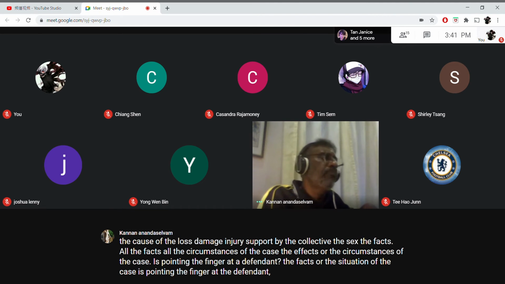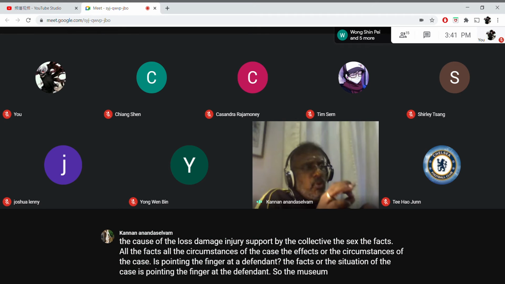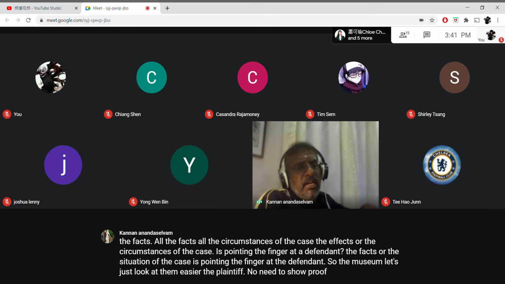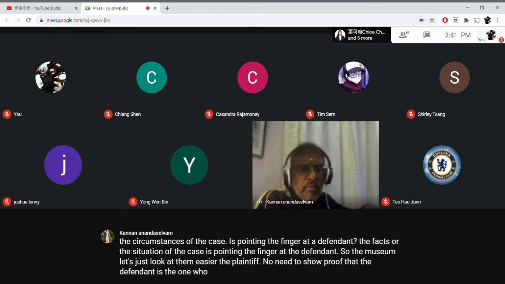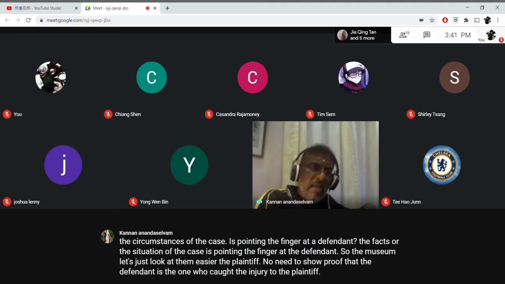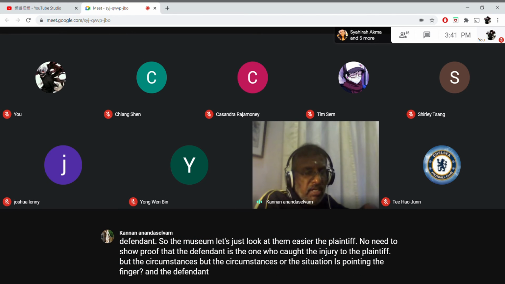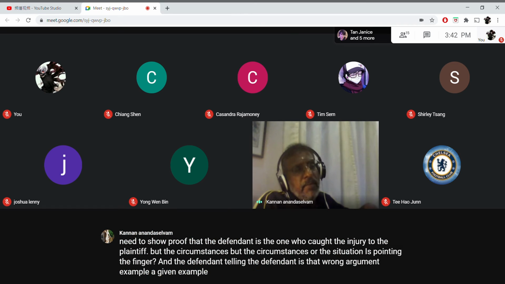So that means the plaintiff has no need to show proof that the defendant is the one who caused the injury. But the circumstances or the situation are pointing the finger at the defendant, telling that the defendant is at wrong. I'll give you an example here.